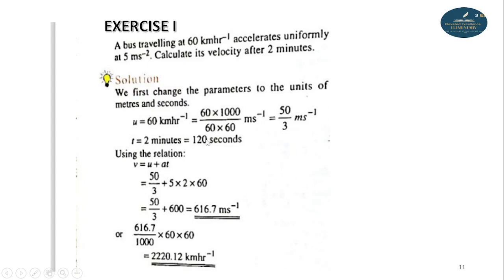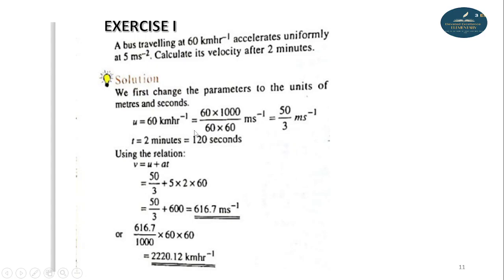So that's what is done here. Since we have 60 times 1000 over 3600, which is 60 times 60, we get 50 over 3 meter per second. Then the time, 2 minutes, when converted to seconds, is multiplied by 60. So 2 times 60 gives 120 seconds. Using the relation v equals u plus at.